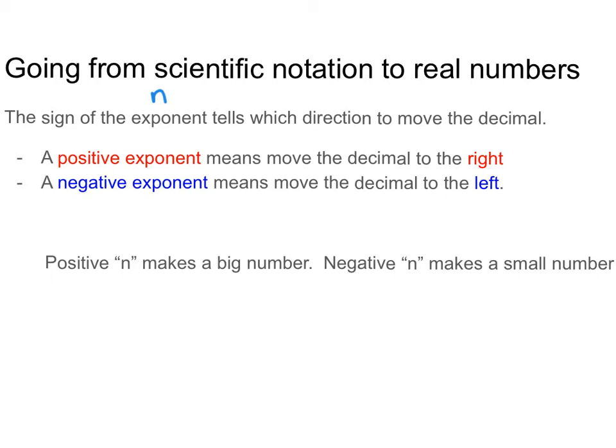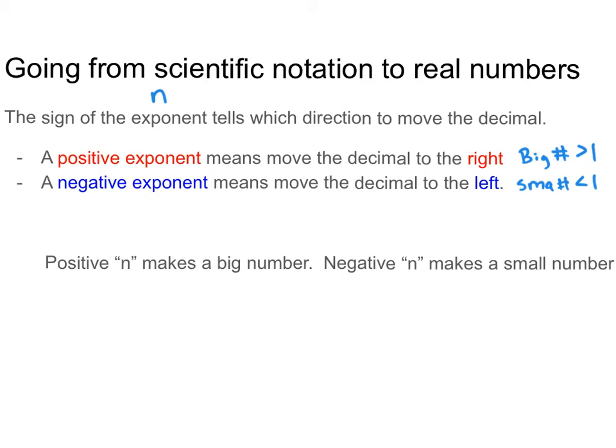So a positive n. If I look at the n and it's a positive exponent, I'm going to move the decimal to the right, the opposite of what we did to put it into scientific notation. This is going to create a big number, a number greater than 1. A negative exponent means I'm going to move the decimal place to the left, which is going to make a small number less than 1. So we're doing the reverse of what we did to put it into scientific notation.